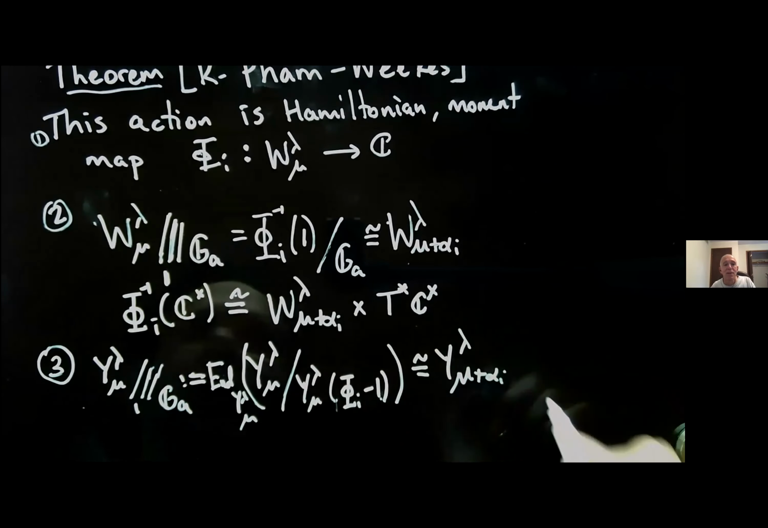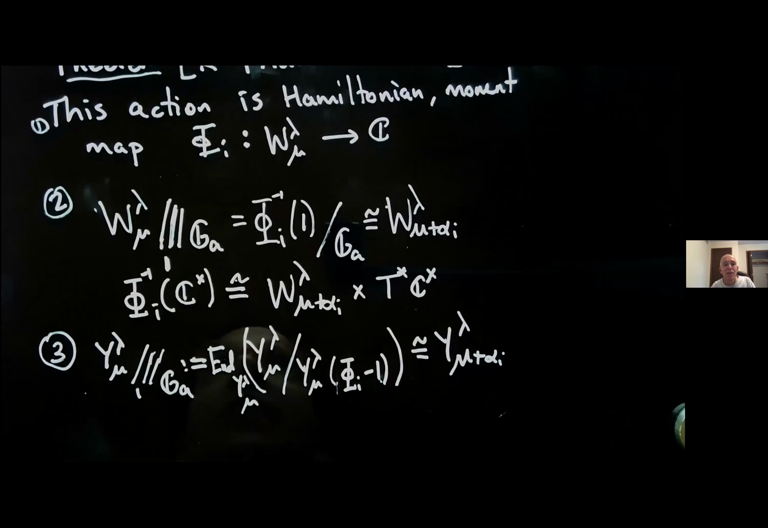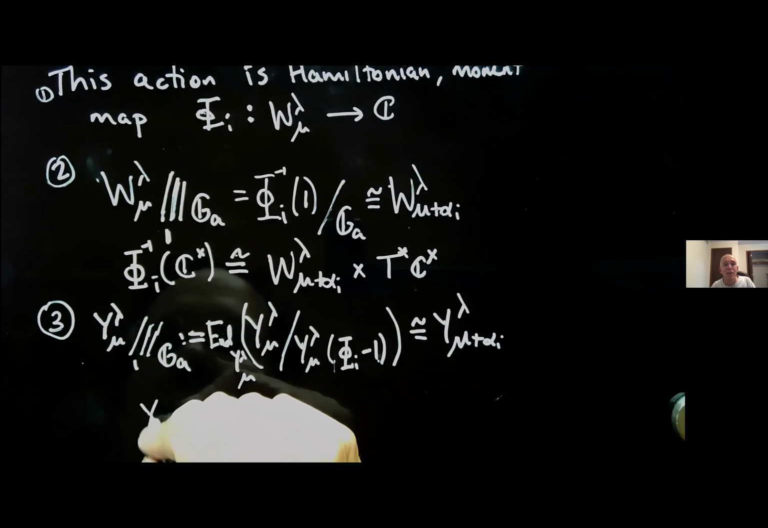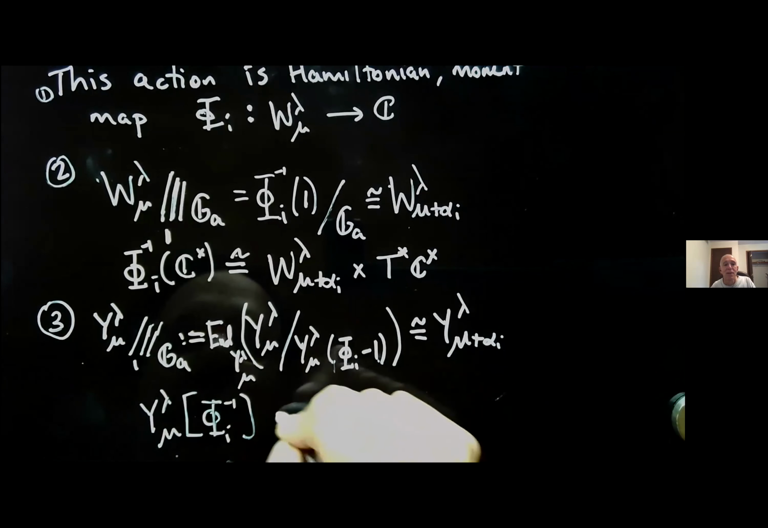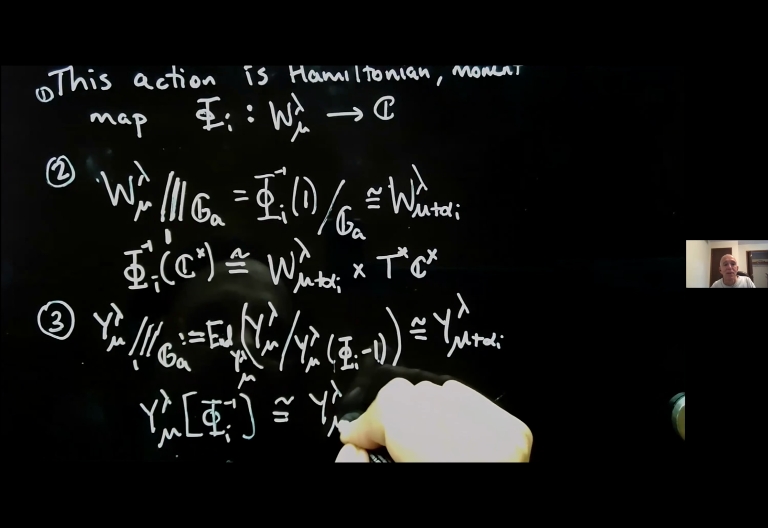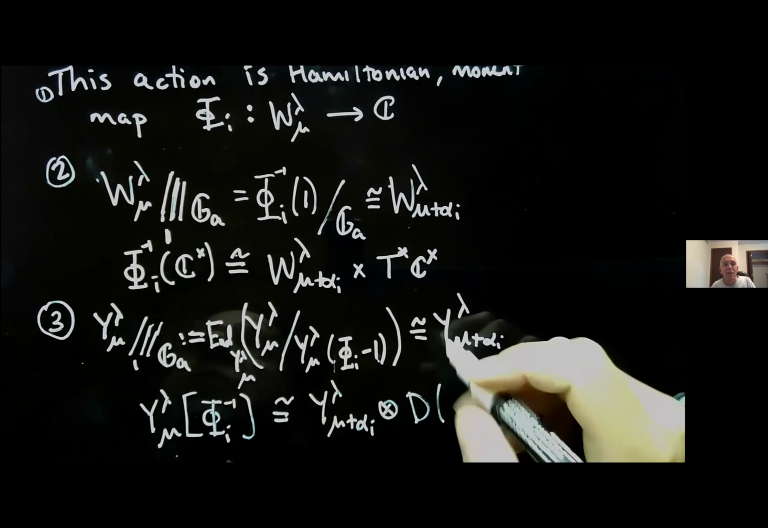Okay. And then there's also a version of this statement, which is that if I take Y lambda mu and I localize by the same element, that will be isomorphic to Y lambda mu plus alpha_i tensor differential operators on C star.